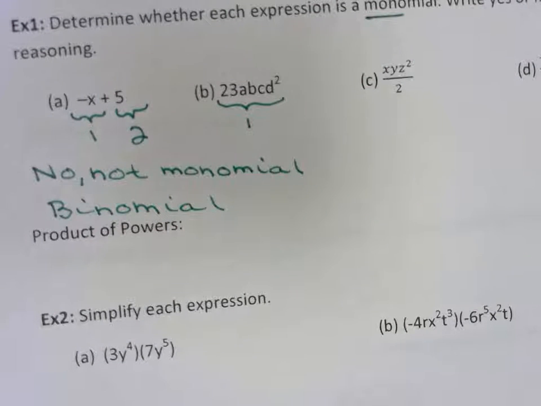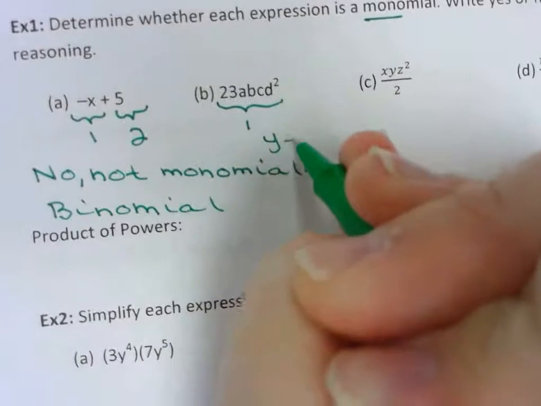Even though I have A, B, C, D, it doesn't matter. A term is separated by plus or minus. So if they're all multiplied, that is one term. So this is a monomial. So yes.